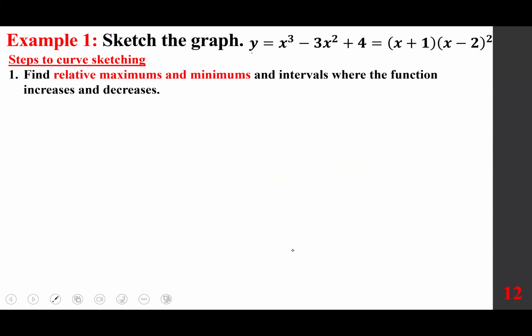All right. Sketch the graph of y equals x cubed minus 3x squared plus 4. And here's the factored form for the sake of finding the intercepts. So first and foremost, I'm going to graph this using prior knowledge of mathematics, starting with the intercepts. This is at -1, 0. This is at 2, 0. And if I replace the x with 0, it's easier to go with here, 0, 4. I'm assuming nobody has any problem finding intercepts.